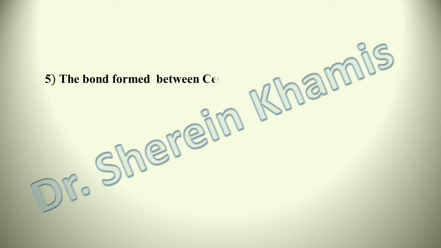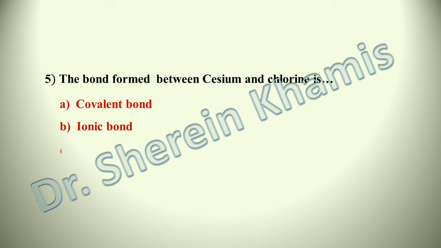We have question number 5 here. The bond formed between cesium and chlorine is the first one here, covalent bond and ionic bond. We have dative bond, and the last one, all of these.